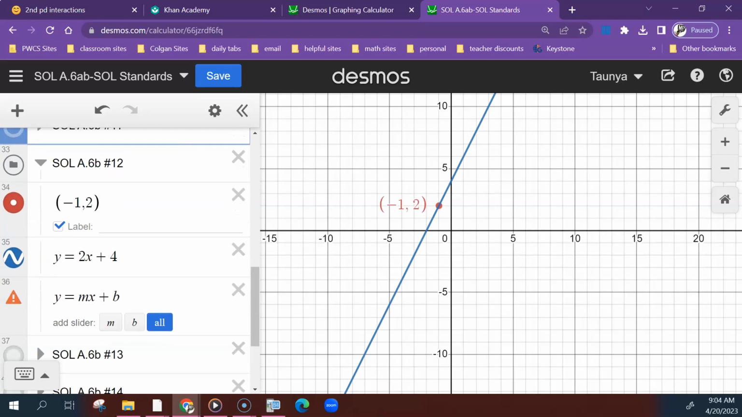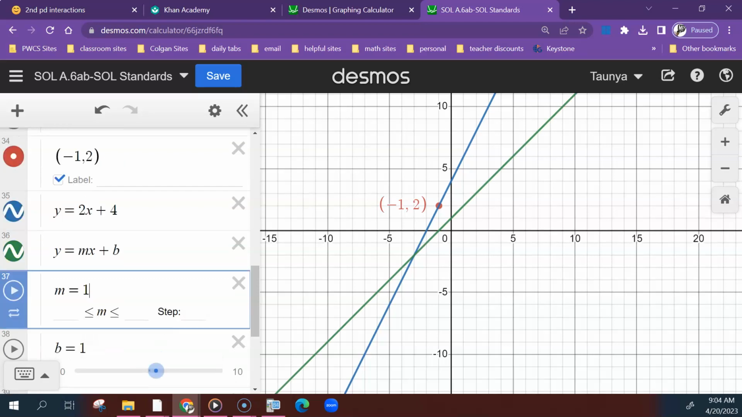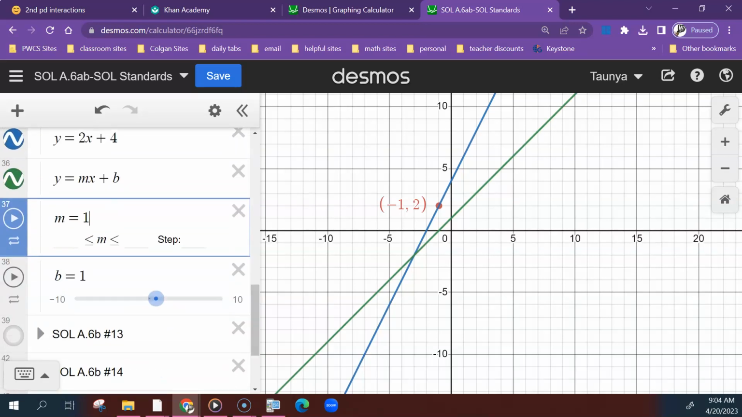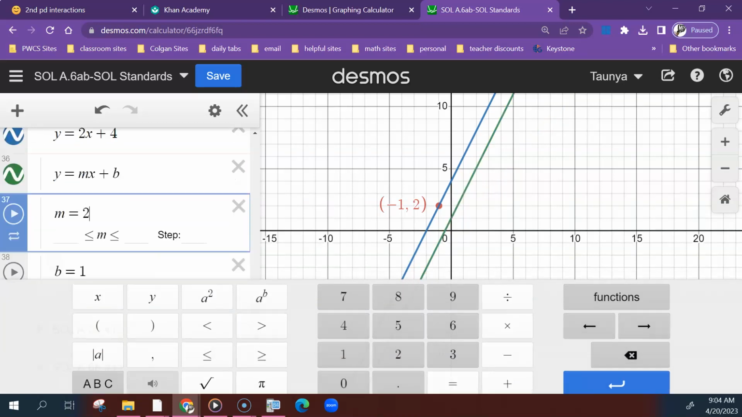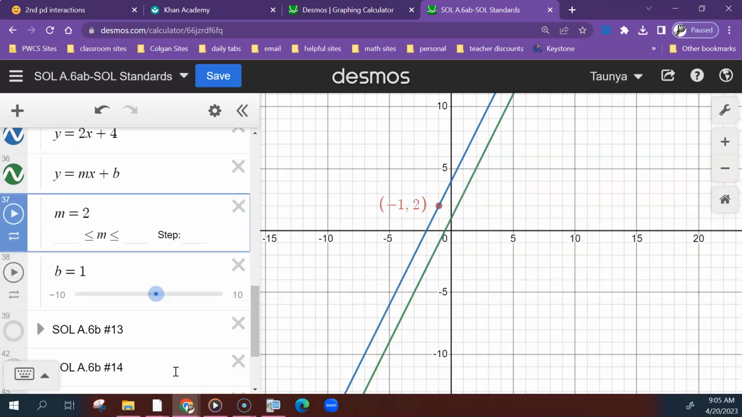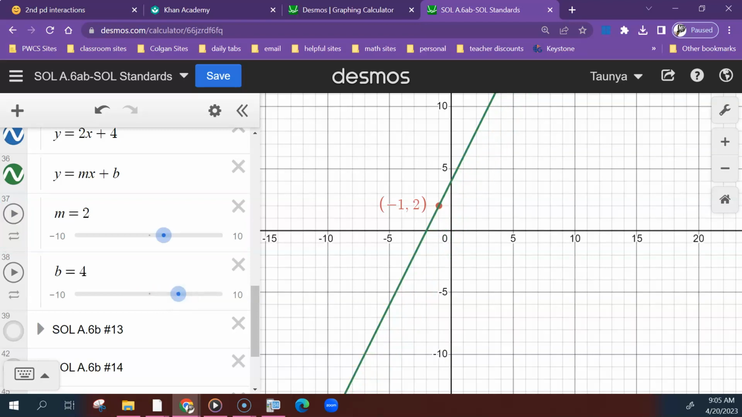Twelve is the one where it was parallel to. So if you put in your point, put in the equation that it's parallel to. Because it's parallel, it has to have the same slope, so slope of 2. And then it has to go through this point. So you would just adjust this until it goes through that point. And it happens to be the same line.